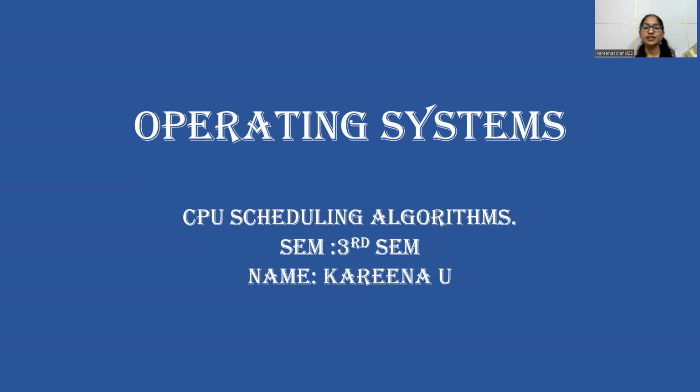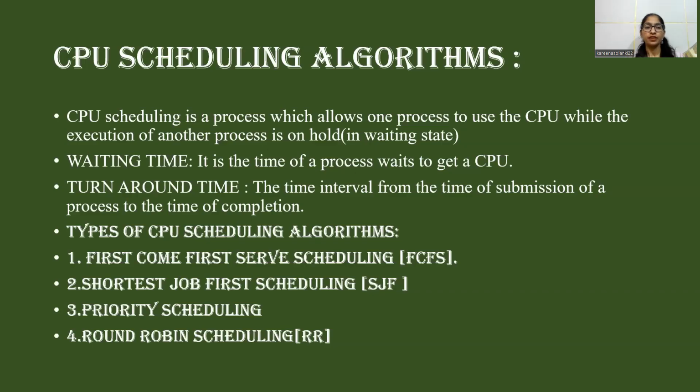Our subject today is operating systems, and we shall have a brief discussion on CPU scheduling algorithms along with examples. To begin with, what is CPU scheduling? It is a process which allows one process to use the CPU while the execution of another process is on hold, that is, in the waiting state.